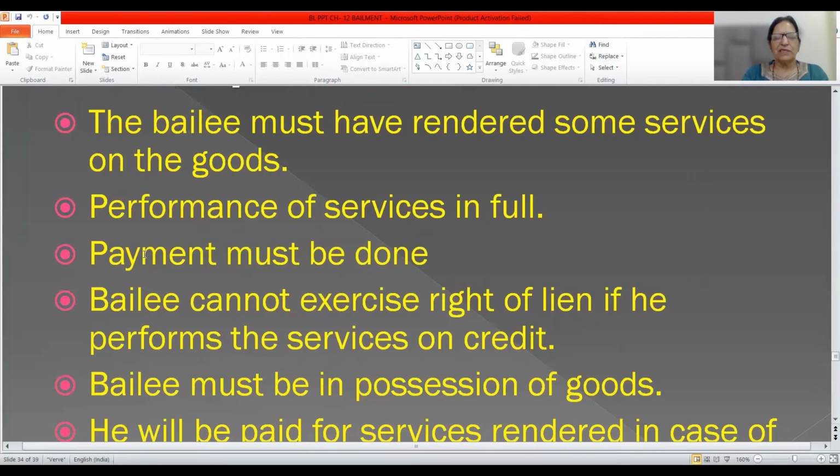Bailee must be in possession of goods. Friends, remember, right of lien is always possessory in nature. So far as the goods are in the possession of bailee, he can exercise this right. Once the possession is lost, the right of lien is also lost. He will be paid for the services which he has rendered in case of those goods which are in his possession.